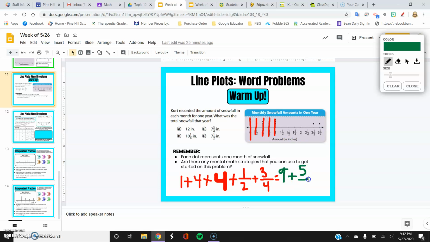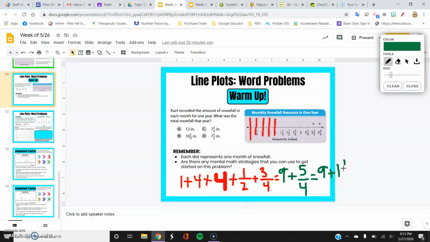Okay. Well, I have to change 5/4 to a mixed number to add it to my 9. 5/4 as a mixed number is 1 and 1/4. So I have 9 plus 1 and 1/4.